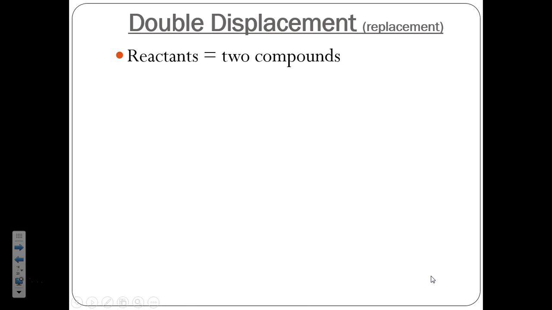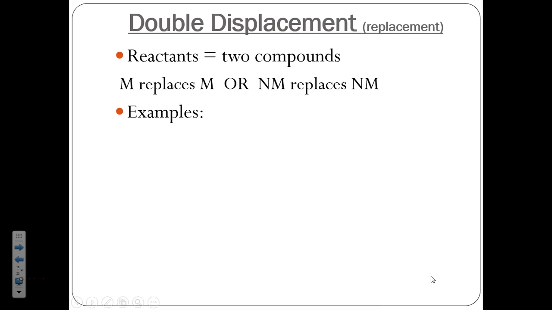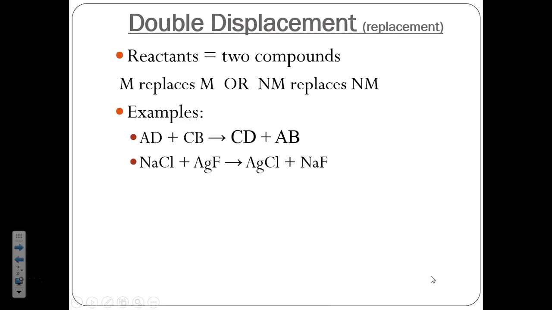Double displacement occurs when you have two compounds reacting together, and what happens is the metals on those compounds switch places. Or you could consider it the non-metals switching places the other way, but for instance here we've got sodium and silver switching partners and ending up with the other thing there. These tend to look very complicated when you're looking at them. There's lots of different elements in them, and we've got a compound plus a compound, and we get two compounds in the end as well. So that's how a double displacement works.